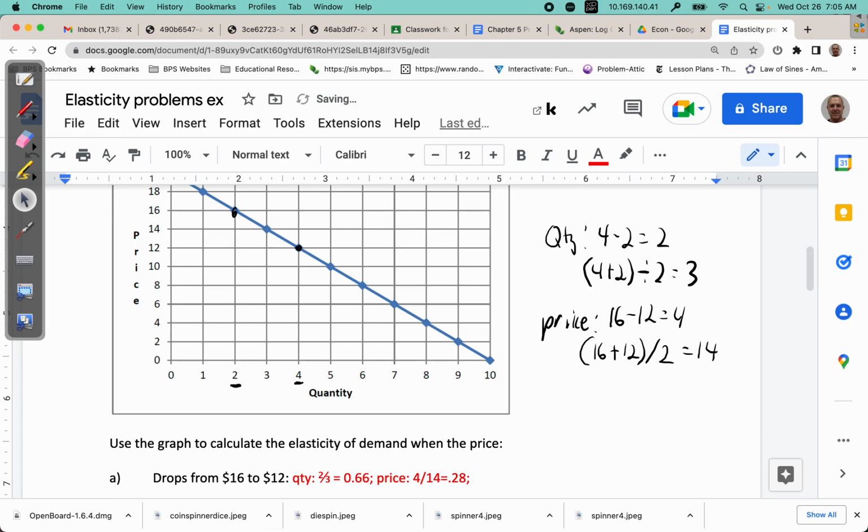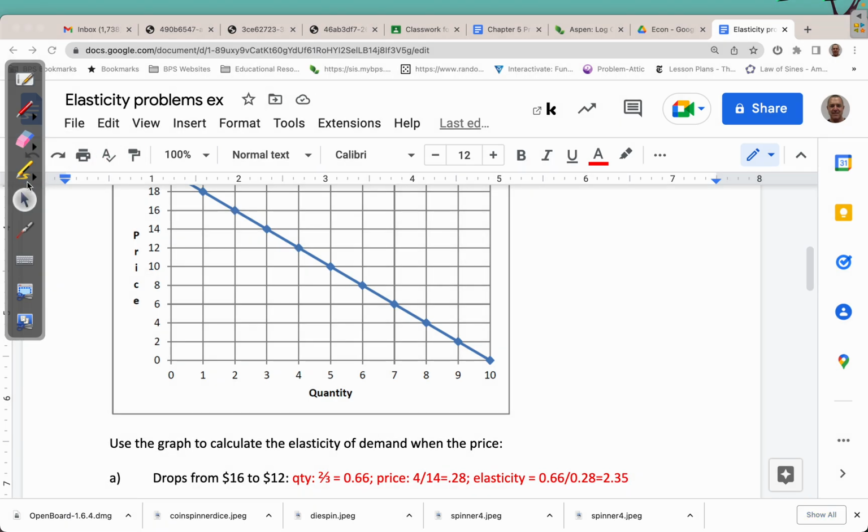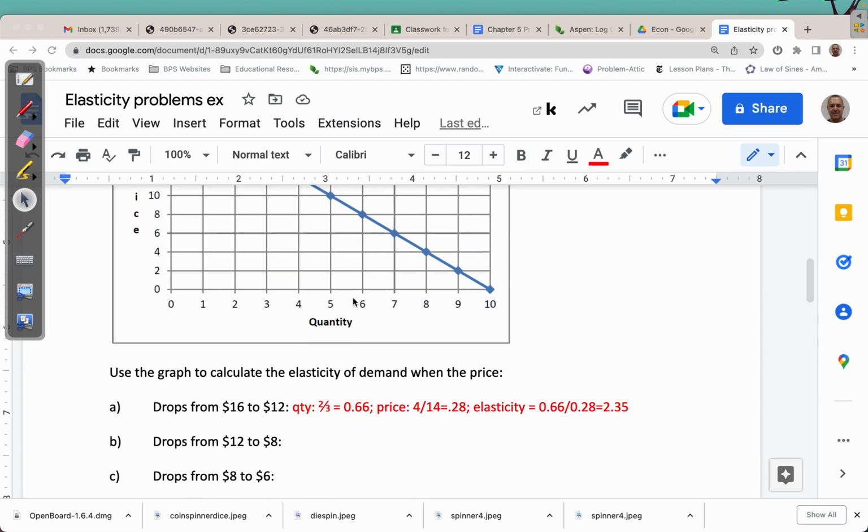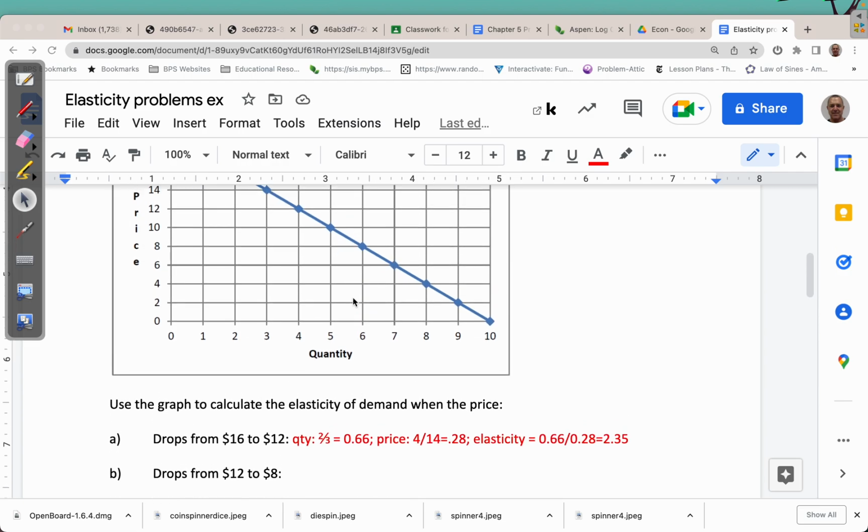So elasticity, price elasticity of demand equals 0.66 divided by 0.28, and that's about 2.35. All right, let's do another one. All right, now I want when the price drops from $12 to $8. So now I'm looking at these 2 points.